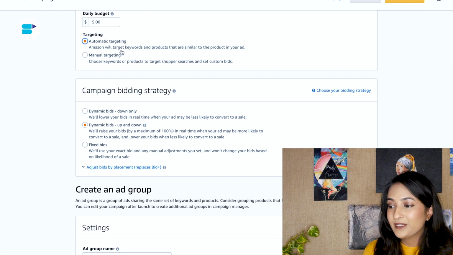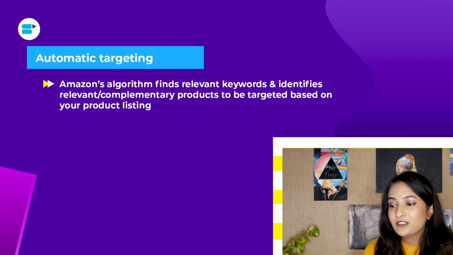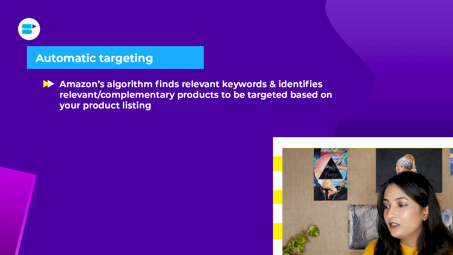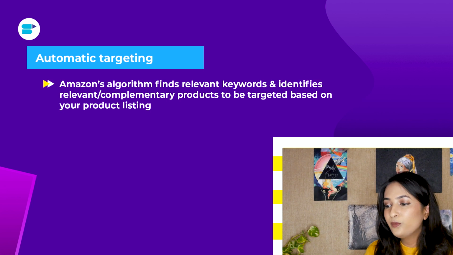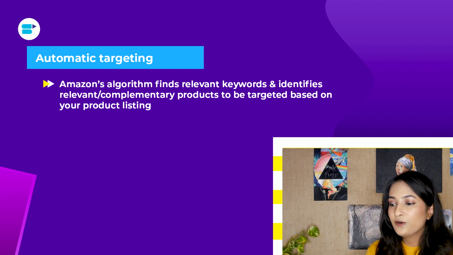Now you need to select a campaign type. Here you have two options. The first one is automatic targeting. Amazon's algorithm finds relevant keywords and identifies relevant or complementary products to be targeted based on your product listing. Automatic campaigns are a great way to find powerful keywords, which you can then use in your manual campaigns for a precise and effective targeting.